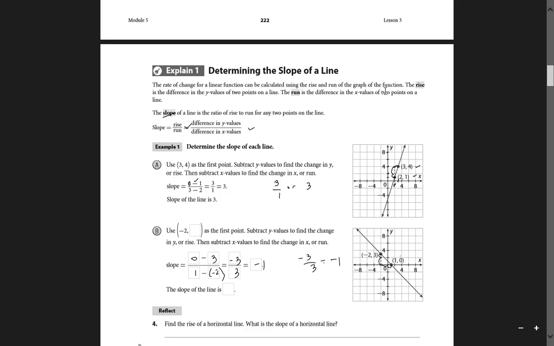So your slope is negative 1. That is how you find the slope, or determine the slope of a line using the graph. Okay, that's all.